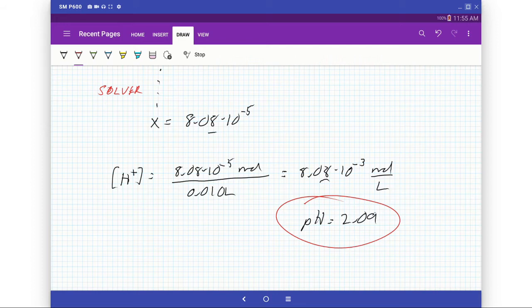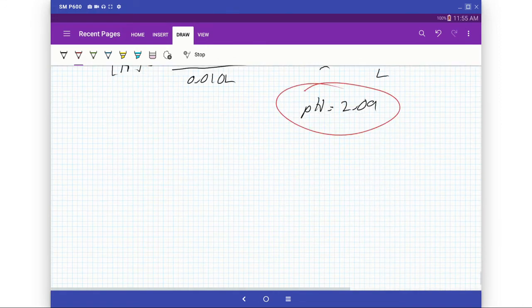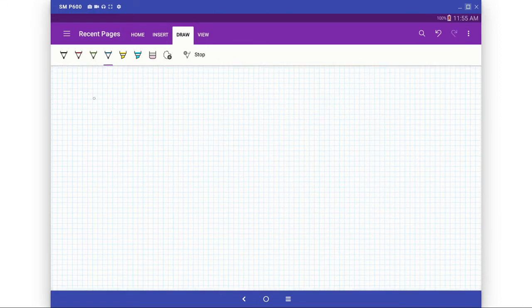Honestly, this is no different than what we would have done the other day when we were calculating the pH of many of these entities. So that calculation should have been something that you have seen before. When we have 10 mL of sodium hydroxide, we now need to worry about neutralization.